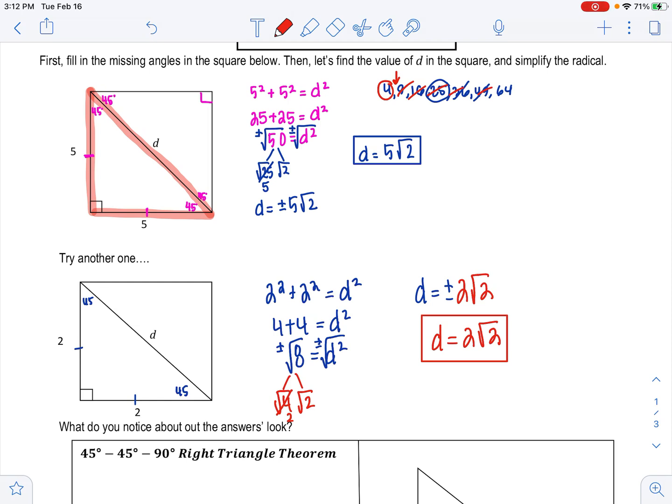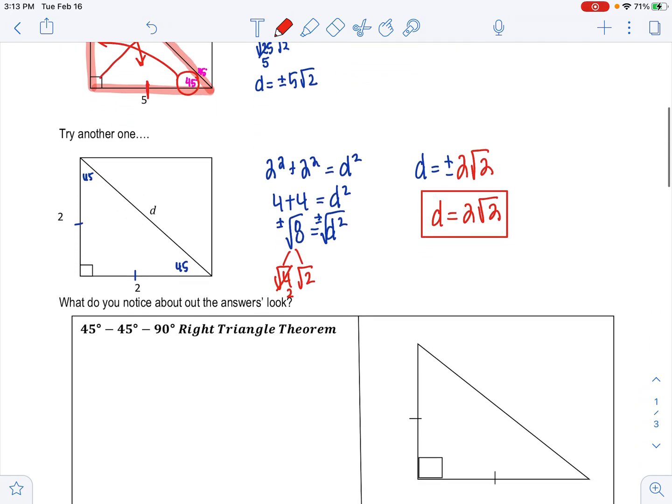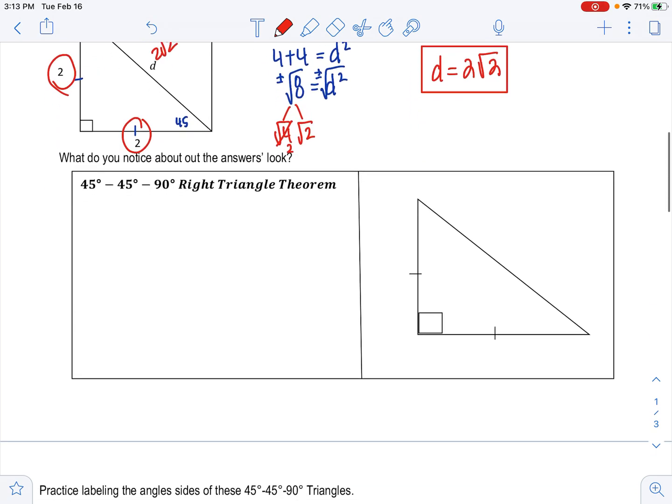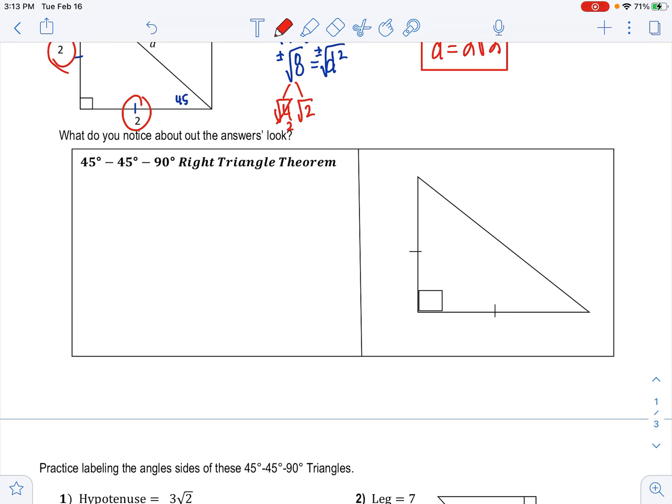Should we do 200 more of these, or did we recognize the pattern? This is a 45, 45, 90 triangle. These two sides are the same, 5 and 5, and they're across from the 45-degree angles. The side across from the right angle, the hypotenuse, was 5 root 2. 5, 5, 5 root 2. This one is 2, 2, and this was 2 root 2. So do you notice the pattern?